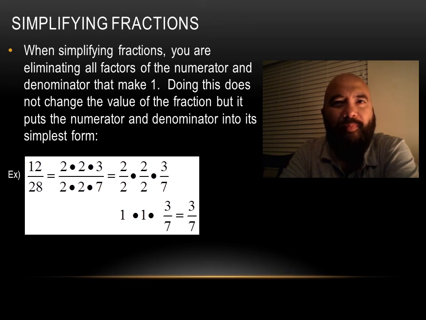If you break that up and try to eliminate all the ones, you'll notice there's a 2 over 2, that's 1. There's another 2 over 2, another 1. And then what's left is 3 over 7. So what you end up with is 1 times 1 times 3 over 7. And 3 over 7 times 1, as many times as you want, is still going to equal 3 over 7. So the simplest form of 12 over 28 is 3 over 7, just by canceling out all the ones.